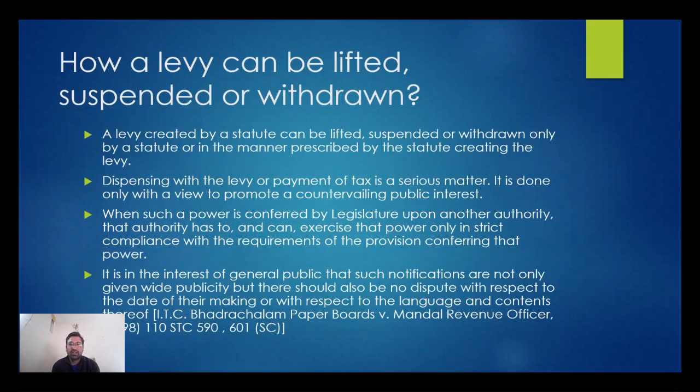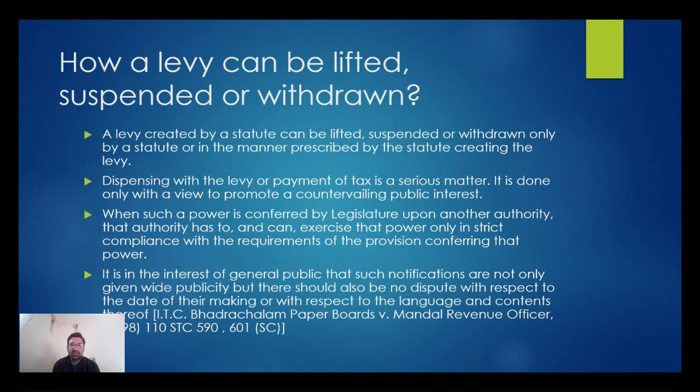Next is how can a levy be lifted, suspended, or withdrawn? Levy can only be created by a statute. A levy created by a statute can only be lifted, suspended, or withdrawn by a statute, or in the manner prescribed by the statute creating the levy. So obviously, the statutory authority is the basic body which can lift, suspend, or withdraw a levy.